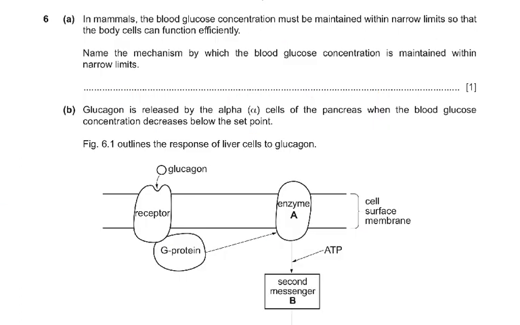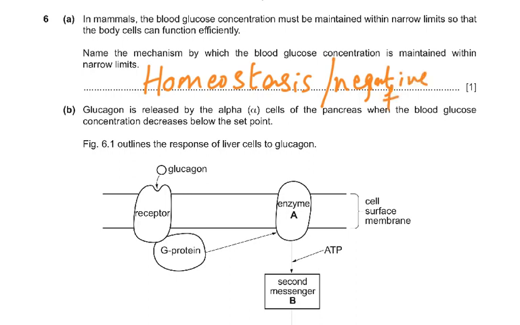Question number 6. A part: in mammals, the blood glucose concentration must be maintained within narrow limits so that the body cells can function efficiently. Name the mechanism by which the blood glucose concentration is maintained within narrow limits. That's very simple. Homeostasis. Now, this is something I'm sure everybody knows, and you couldn't be making a mistake in this. You could have said homeostasis, you could have said negative feedback, and of course Cambridge allows negative feedback. As far as I'm concerned, I won't allow that, but I'm not the Cambridge examiner, so it's fine. You all can get away with it.